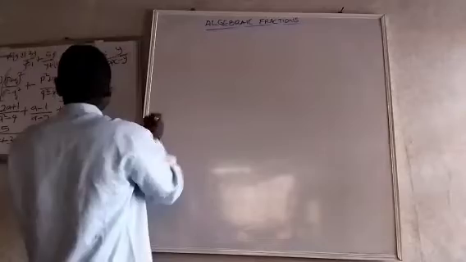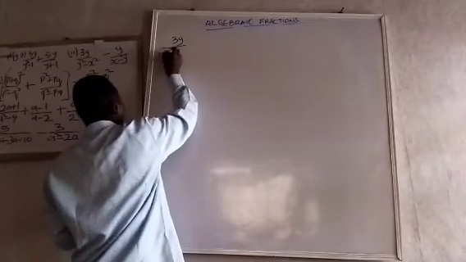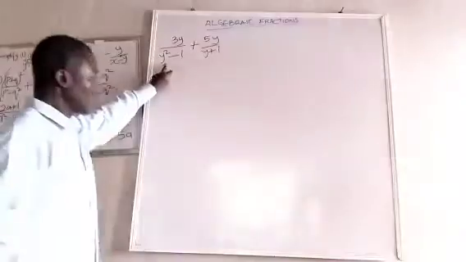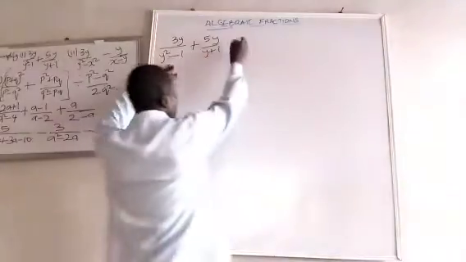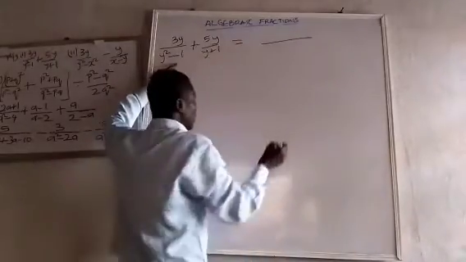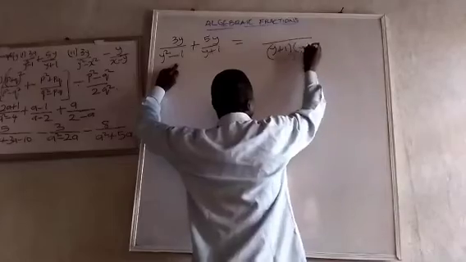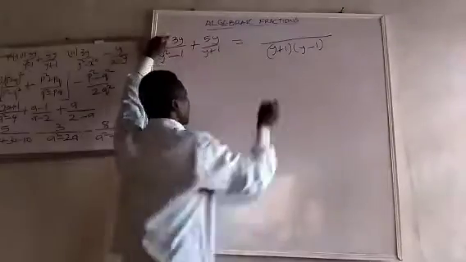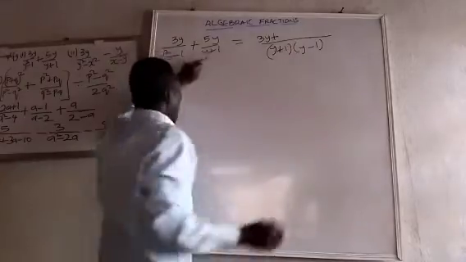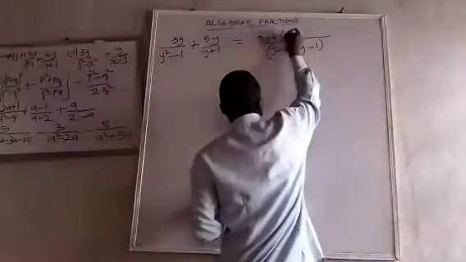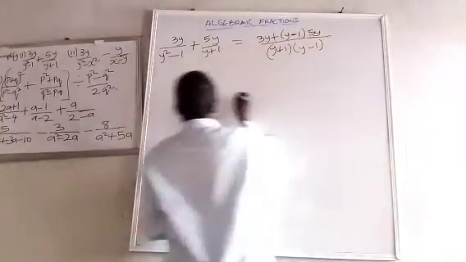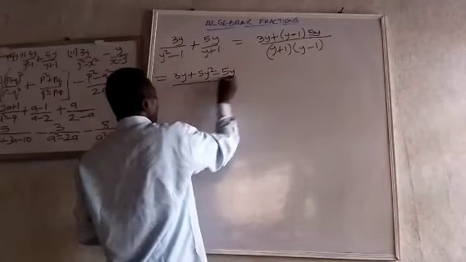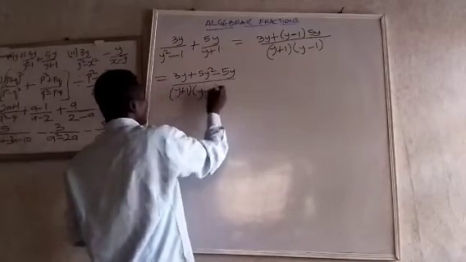Now let's do this one. We have 3y over y squared minus 1 plus 5y over y plus 1. Let's break this one down. You will see that y plus 1 is a factor of y squared minus 1. Y squared minus 1 is y plus 1 into y minus 1, the difference of two squares. This one here is over 1, so we multiply it by y minus 1. That's 3y, plus y minus 1 into 5y. So that gives us 3y plus 5y squared minus 5y over y plus 1 into y minus 1.